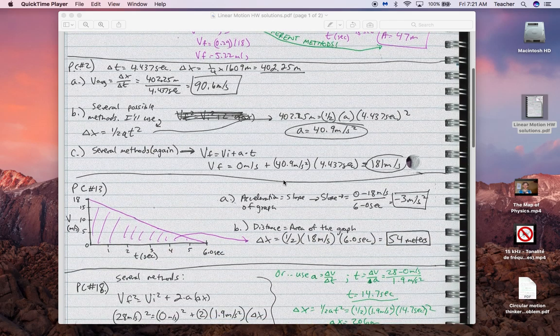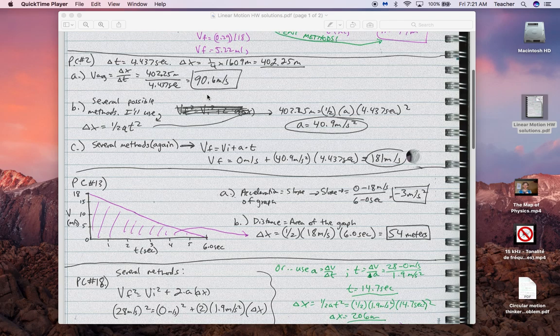For PC number 2, this is someone who's going this distance in a funny car, which is basically a drag car race. So they start from 0. It's taking them 4.43 seconds to get that distance. So the average speed is 90.6 meters per second. That's V average. That's not final velocity.